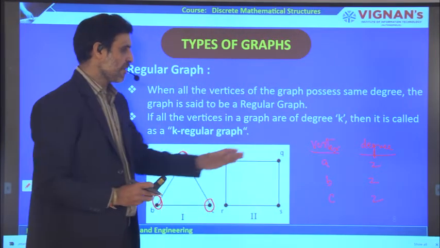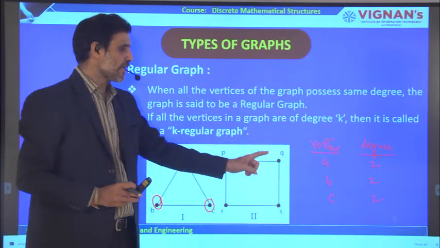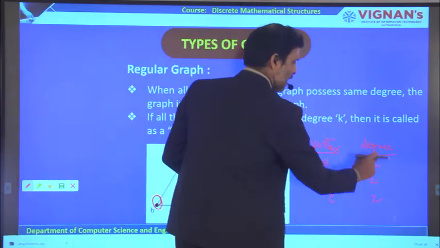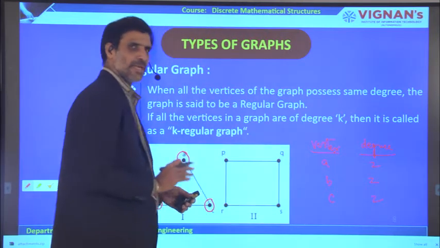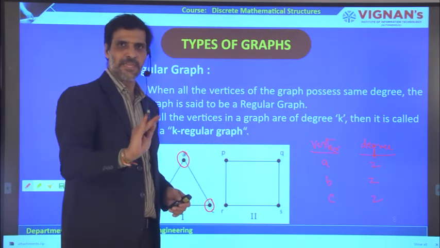Now observe that every vertex contains the same degree. If at least one vertex has a different degree, suppose this one has 3 and these two have 2, then it is not a regular graph. Regular means every vertex has the same degree.